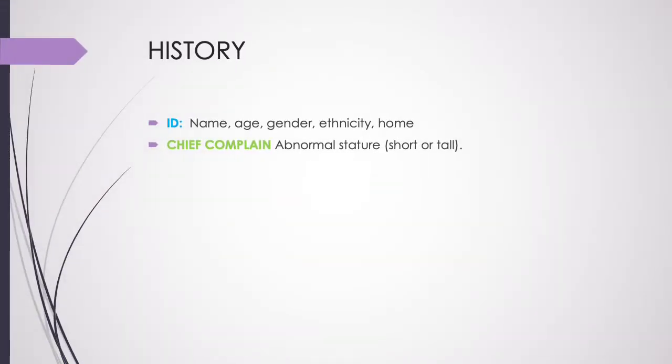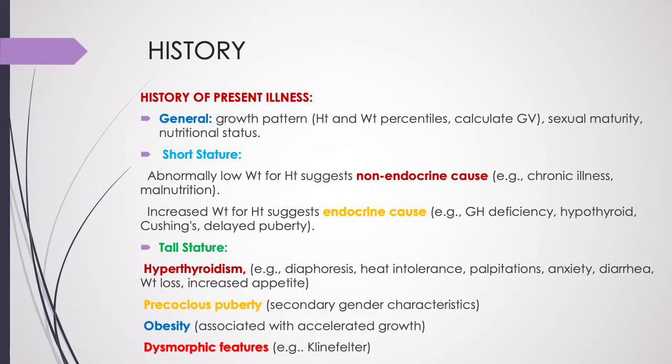History: we should ask about the name, the age, the gender, ethnicity, and home. Of course, the chief complaint will be abnormal stature, short or tall. History of present illness: we have to ask general questions such as the growth pattern, sexual maturity, and nutritional status. For the short stature, we have to differentiate non-endocrine causes and endocrine causes.